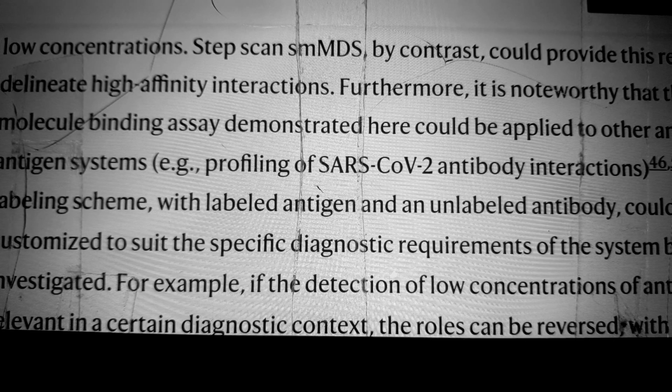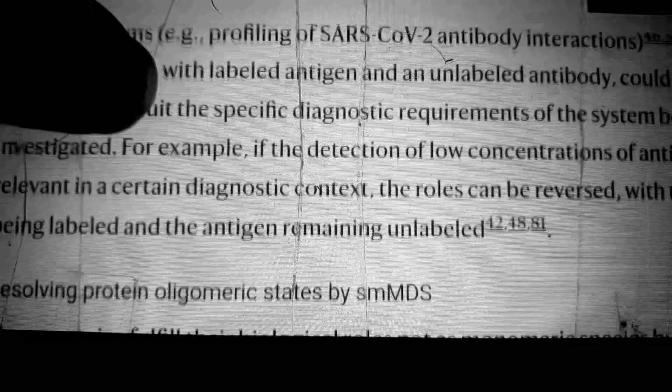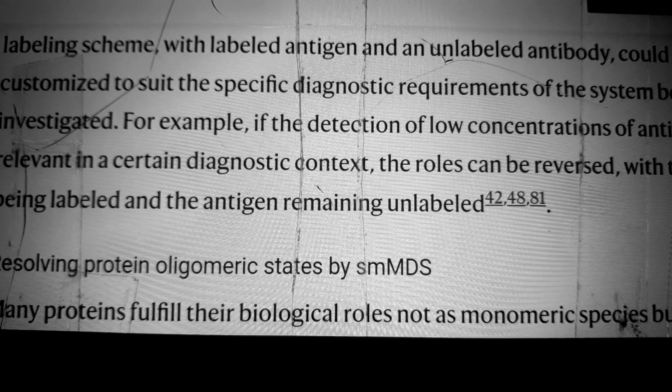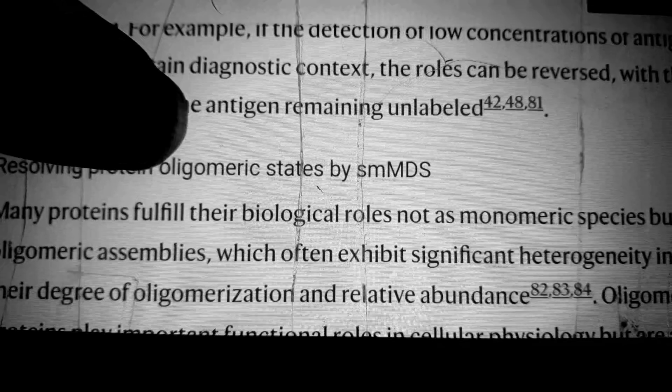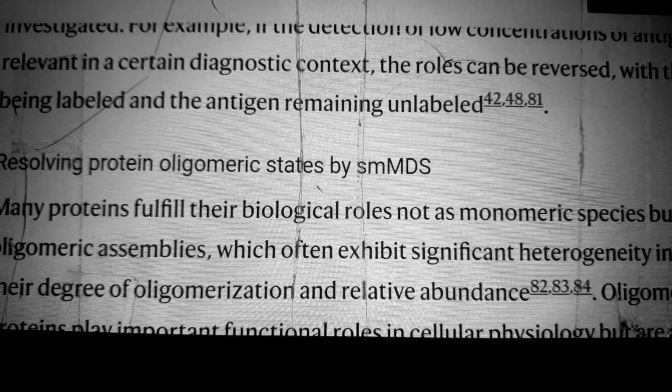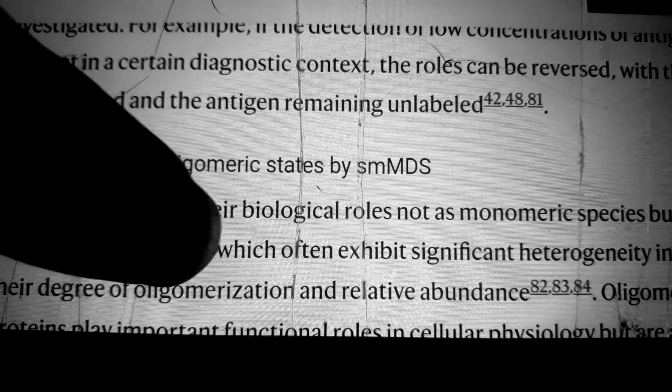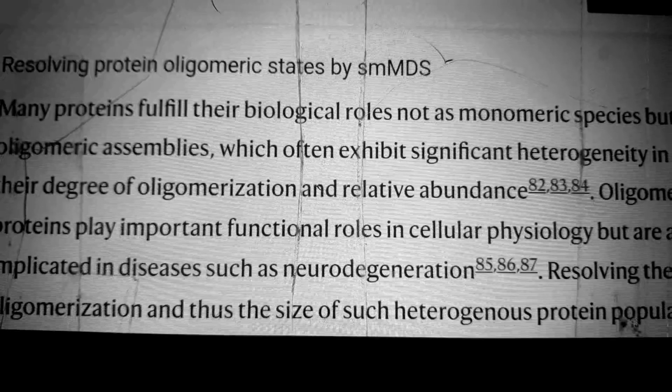Example profiling of SARS-CoV-2 antibody interactions, and the labeling scheme with labeled antigen and an unlabeled antibody, could be customized to suit the specific diagnostic requirements of the system being investigated. For example, the detection of low concentrations of antigen is more relevant in a certain diagnostic context. The roles can be reversed, with the antibody being labeled and the antigen remaining unlabeled.